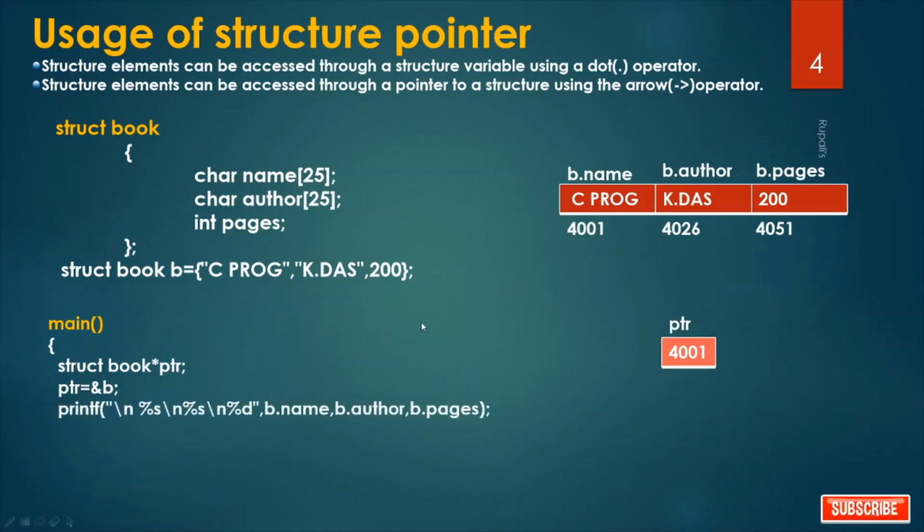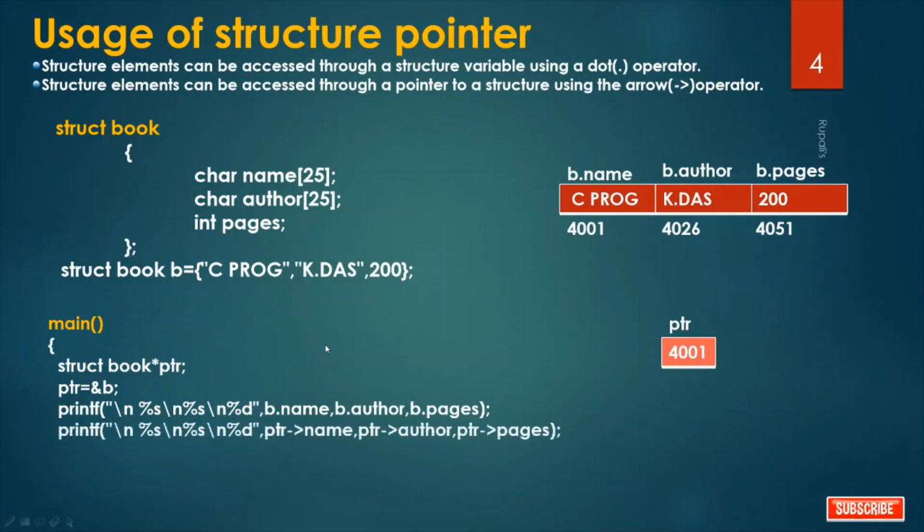Now if I want to print these values, you can write b.name, b.author and b.pages. You already learned in our previous video that by object we can access the member variable. But if you want to access these values by your pointer, you have to write ptr arrow name, ptr arrow author and ptr arrow pages. So there are two ways to access the values of member variables. First way is through the object, then you use the dot operator, and second way is through the pointer, then you use the arrow operator.